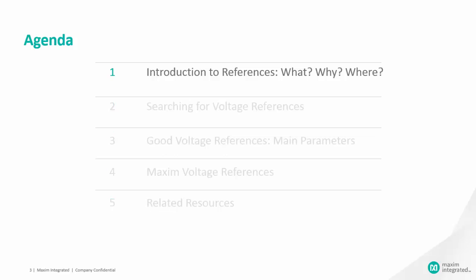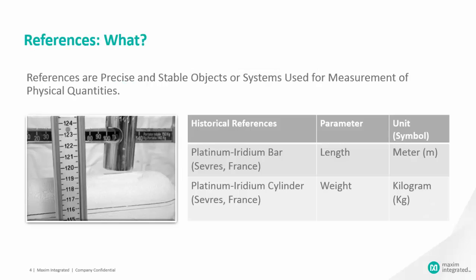To begin, let's look at the general category of references and their function and utilization in the real world. Any physical system is measured in comparison to a reference, namely an object, system, or experiment that bears a defined relationship to a unit of measurement of a physical quantity. The traditional reference for length for a long time has been a platinum iridium bar stored in a French museum until 1893. Similarly, a platinum iridium cylinder served as a reference for weight.